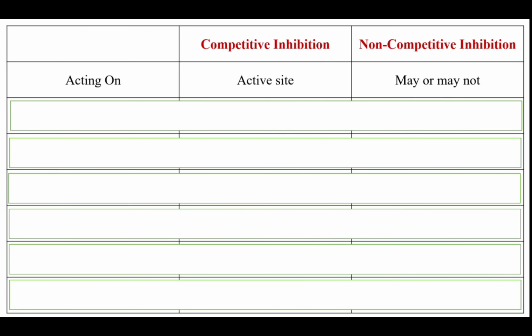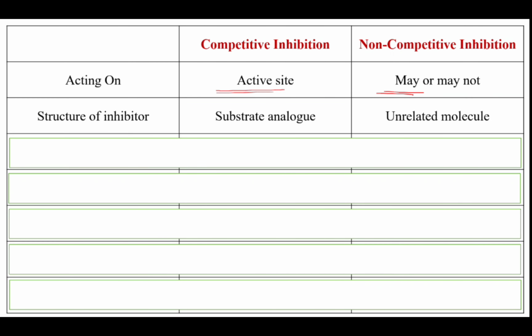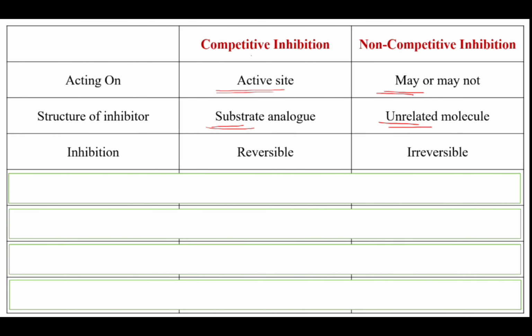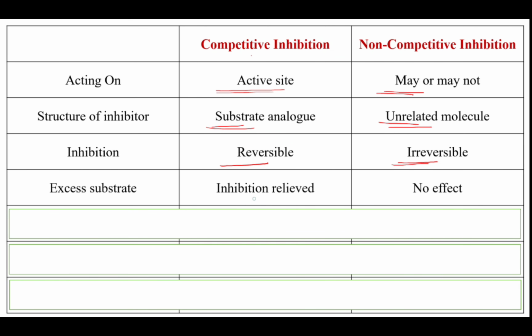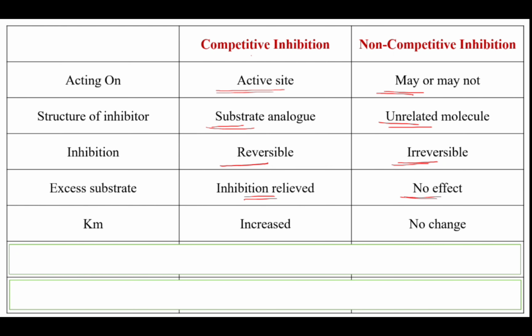So the differences between competitive and non-competitive: competitive acts on the active site, non-competitive doesn't act on the active site, or may not. Structure of the inhibitor: it is a substrate analog in competitive inhibition. It is not a substrate analog in non-competitive, it is an unrelated molecule. Inhibition is reversible in competitive, it is irreversible in non-competitive. Excess substrate relieves the inhibition, whereas there is no effect in non-competitive inhibition.